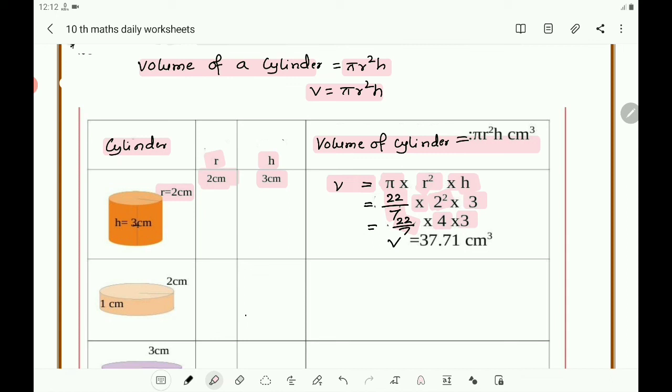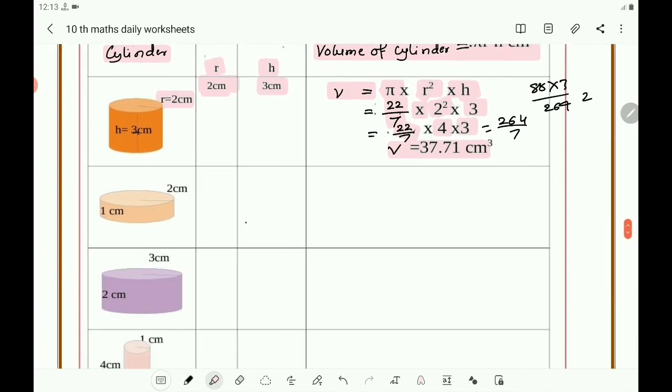Then the product of these two, you will get 22 4s are 88, 88 into 3, 8 3s are 24 plus 2, 26, 264 by 7, which is equal to 37.71 cm cube. The volume of the cylinder with radius 2 cm and height 3 cm is 37.71 cm cube. Then next you take the cylinder with radius 2 cm and height 1 cm.